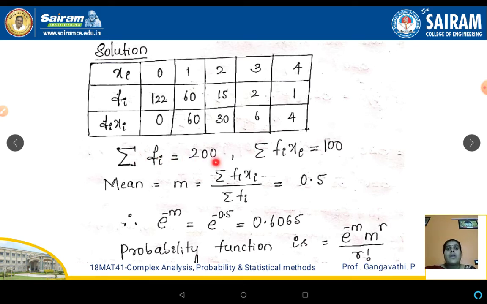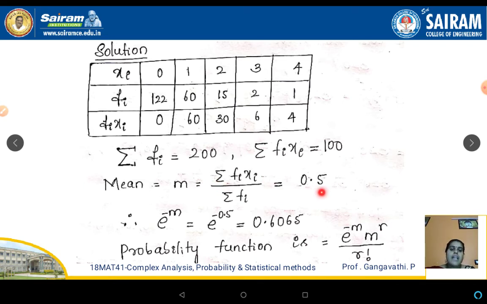So try to recall your Poisson distribution. That is how we have to work out the problem with respect to the Poisson distribution. So sum of fi we want and sum of fi xi, it is equal to 100. And the mean value m is given by the formula summation fi into xi divided by summation fi.